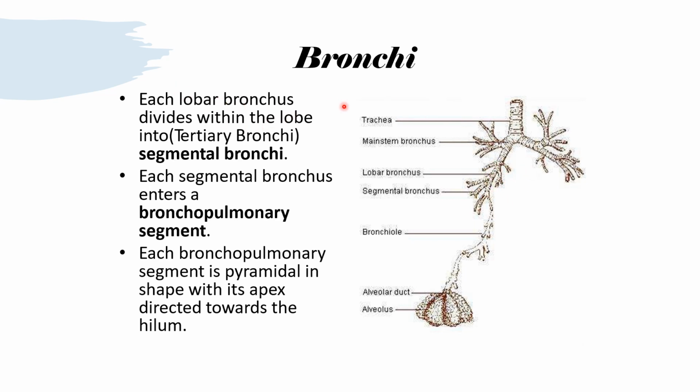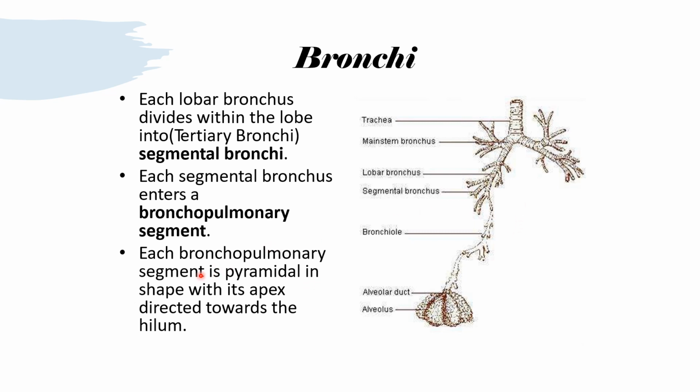Now each lobar bronchus divides within the lobe into tertiary bronchi, also known as the segmental bronchi. As you can see in this diagram, these are the segmental bronchi. Now each segmental bronchus enters the bronchopulmonary segments, which has been discussed by Akifa madam. Right, you know about bronchopulmonary segments.